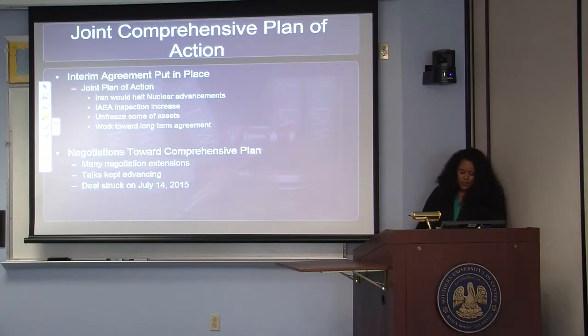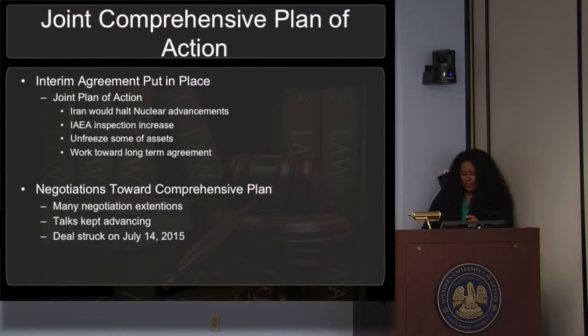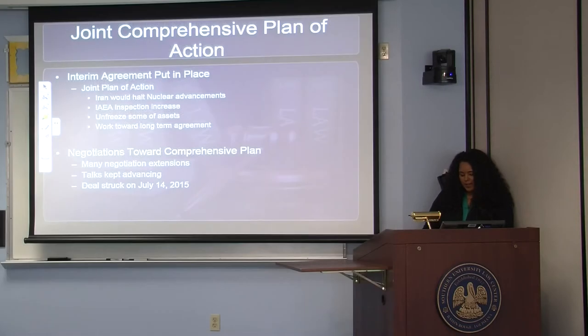Then, in 2013, the P5 Plus One and Iran began negotiations toward an interim agreement regarding Iran's nuclear program. On December 24th, a deal was struck and the Joint Plan of Action was adopted. Under this interim plan, Iran would halt its nuclear advancements. It would allow increased inspection by the IAEA. And in return, it would gain access to some of its frozen assets. With this plan in place, the parties could begin talks on a long-term solution.